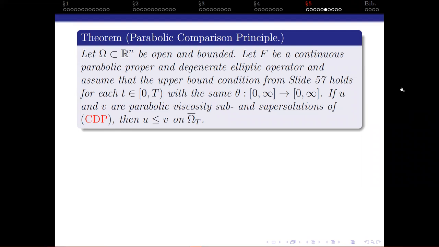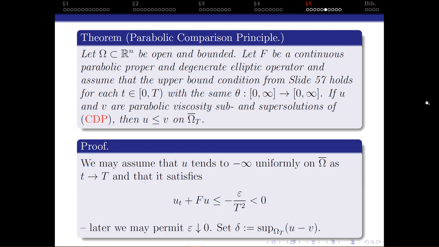The really big leap here in this proof is that I can assume that u is going to tend to negative infinity uniformly as t goes to big T. And I'm also going to assume that it is a strict subsolution in the viscosity sense and satisfies that inequality below. The reason for this is actually pretty straightforward, although it's not obvious at first glance.